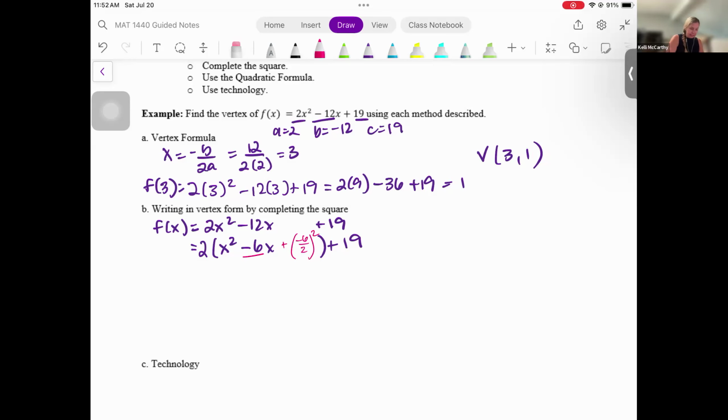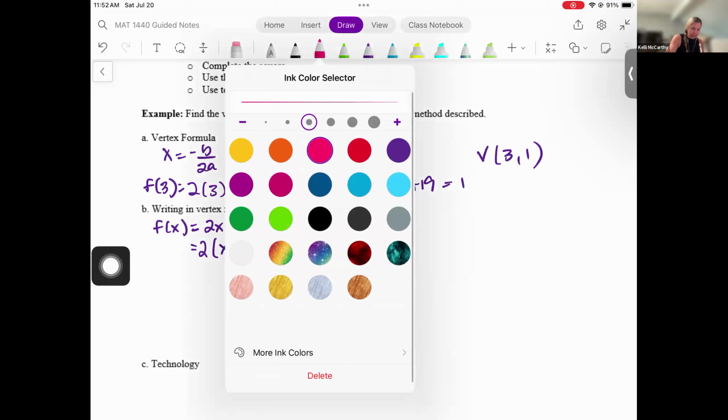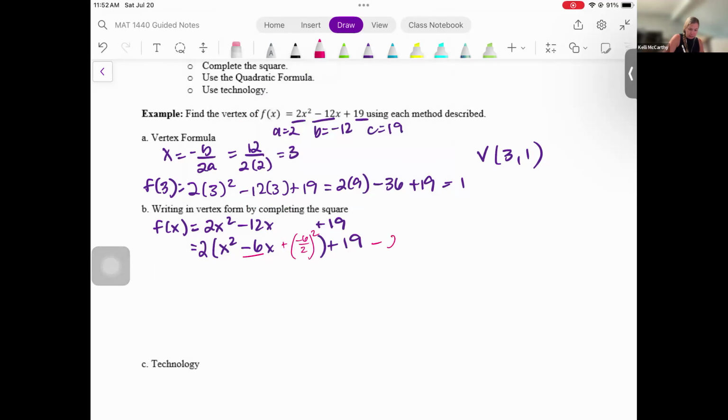Now we've added this piece here, this negative 6 over 2 squared, but that coefficient of 2 is going to eventually be distributed there. Since we've added it here, we want to also subtract it on the outside. So minus 2 times negative 6 over 2 squared. Again, if I were to redistribute this 2, we'd have plus 2 times this negative 6 over 2 squared term. So I also have to subtract it at the end so that I don't actually change that function.